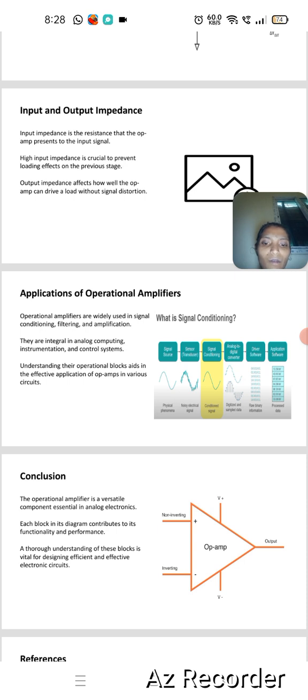Conclusion of this topic. The operational amplifier is a versatile component essential in analog electronics. Each block in its diagram contributes to its functionality and performance. A thorough understanding of these blocks is vital for designing efficient and effective electronic circuits.